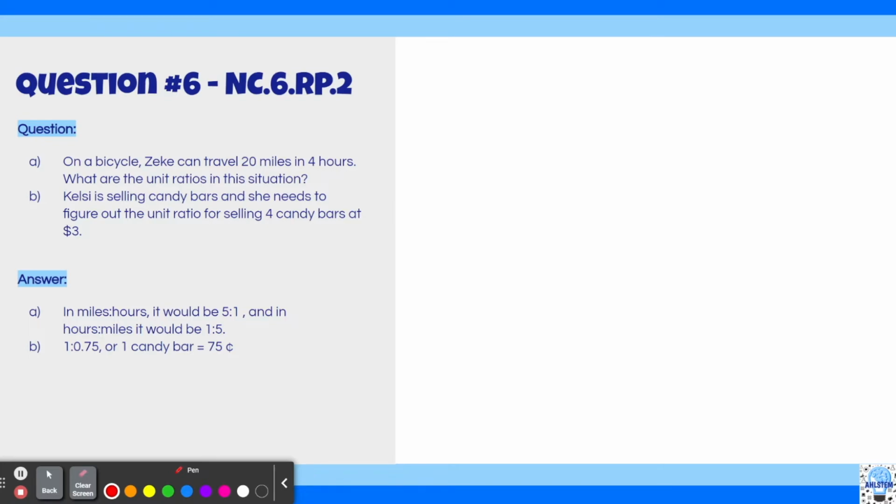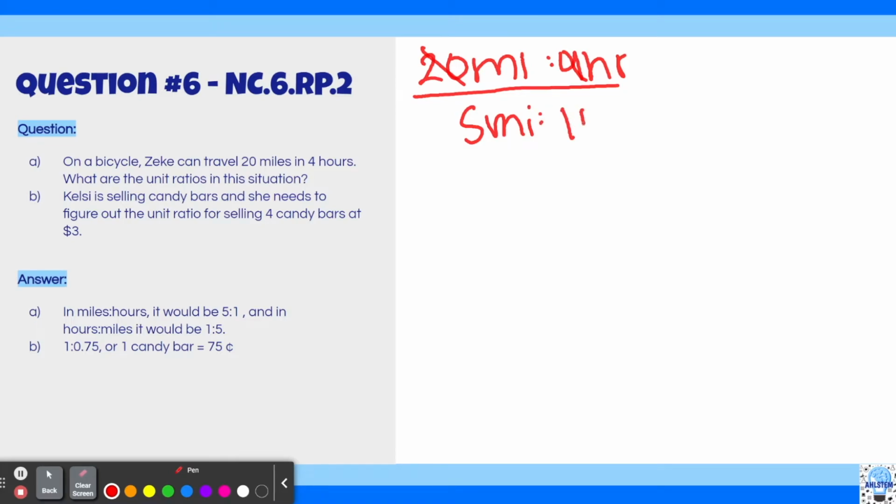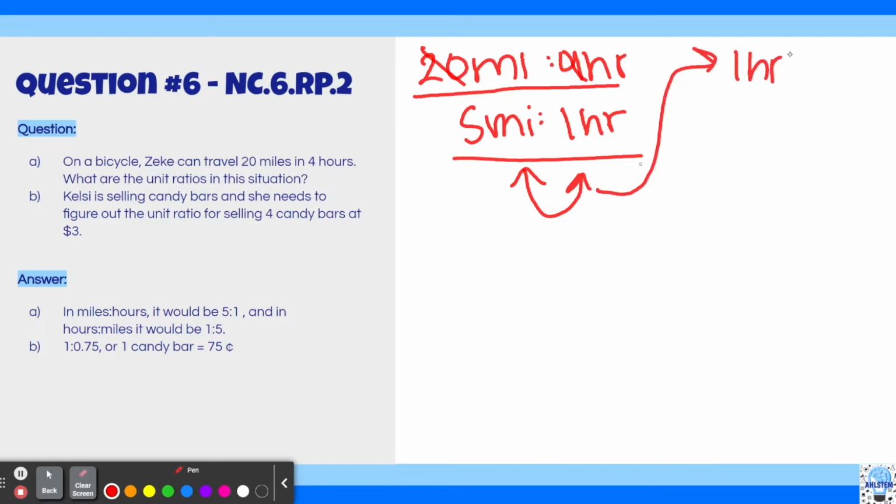So for problem A, let's identify our units. 20 miles in 4 hours. So pretty much that is our ratio right there: 20 miles in 4 hours. Let's divide both sides by 4. We get 5 miles in 1 hour. There is our ratio. In miles to hours notation, because miles is first, it'd be 5 miles to 1 hour. And now when we write it in hours to miles, we're just going to switch these over, which is going to give us 1 hour to 5 miles.